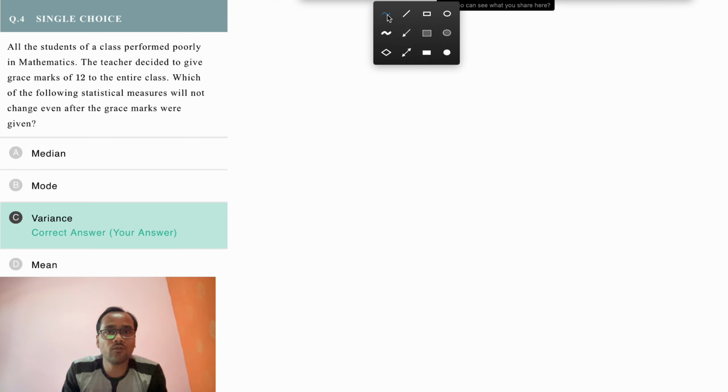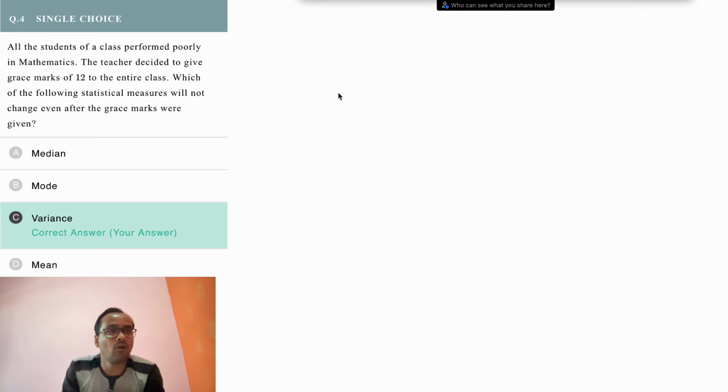Question number 4. All the students of a class perform poorly in maths. The teacher decided to give grace marks of 12 to the entire class. Okay, that means entire class marks are increased by 12. Which of the following statistical measures will not change even after the grace marks were given?